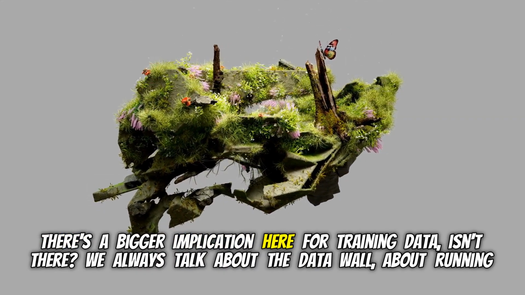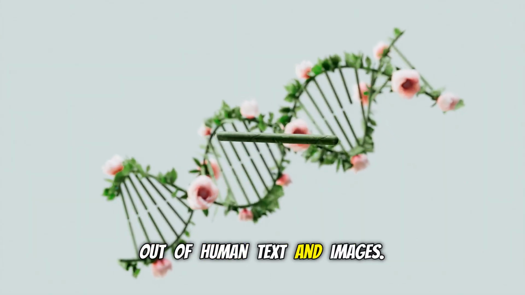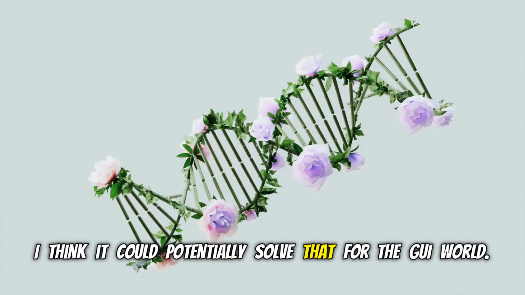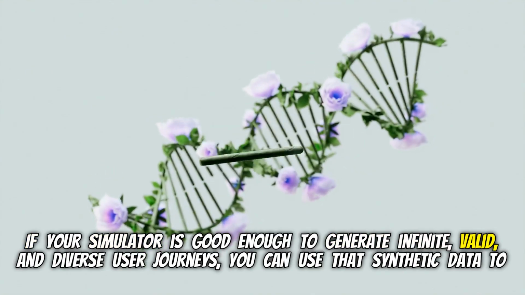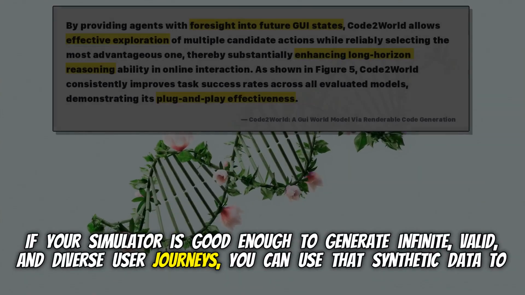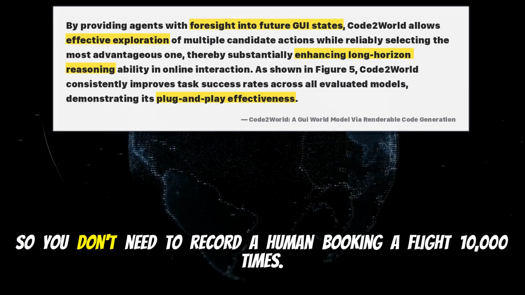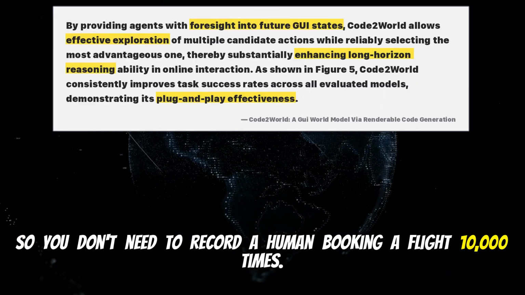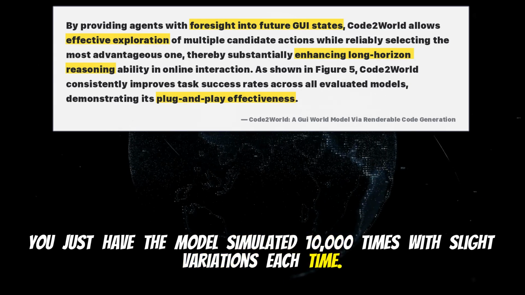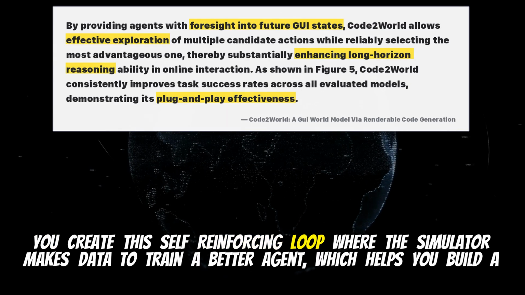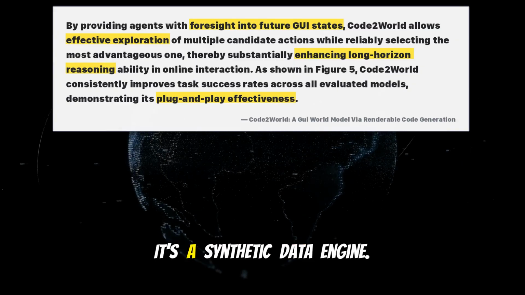There's a bigger implication here for training data, isn't there? We always talk about the data wall, about running out of human text and images. I think it could potentially solve that for the GUI world. If your simulator is good enough to generate infinite, valid, and diverse user journeys, you can use that synthetic data to train the next generation of agents. So you don't need to record a human booking a flight 10,000 times. Nope. You just have the model simulate it 10,000 times with slight variations each time. You create this self-reinforcing loop where the simulator makes data to train a better agent, which helps you build a better simulator. It's a synthetic data engine.